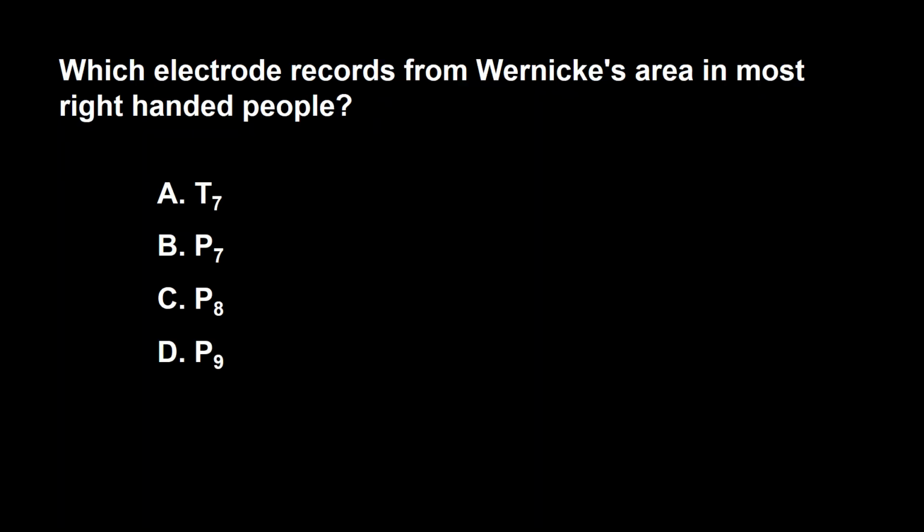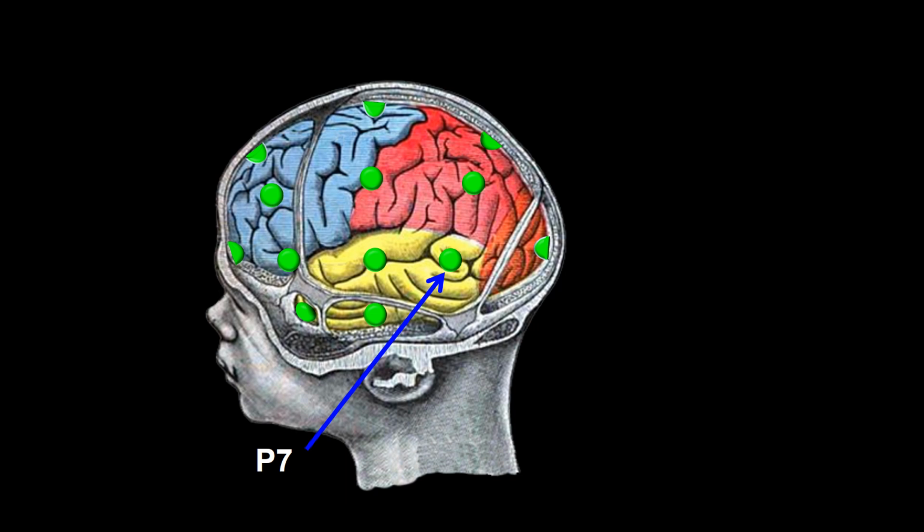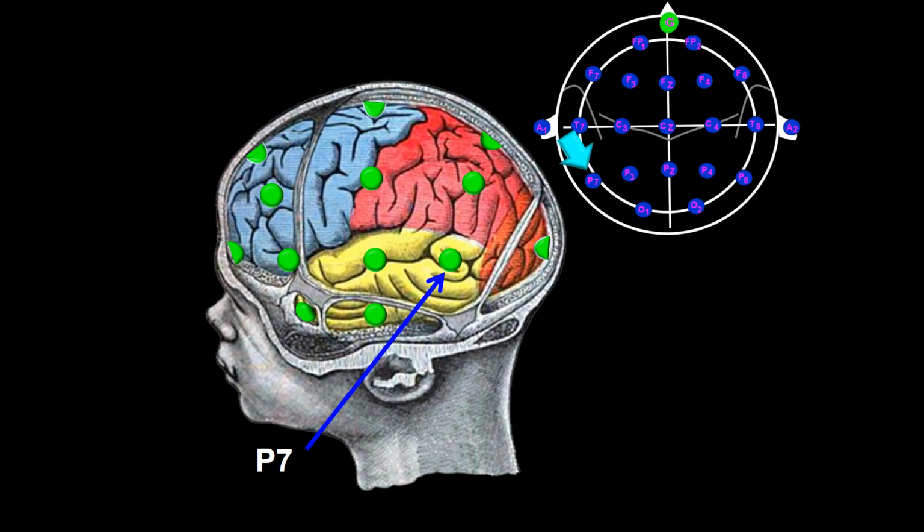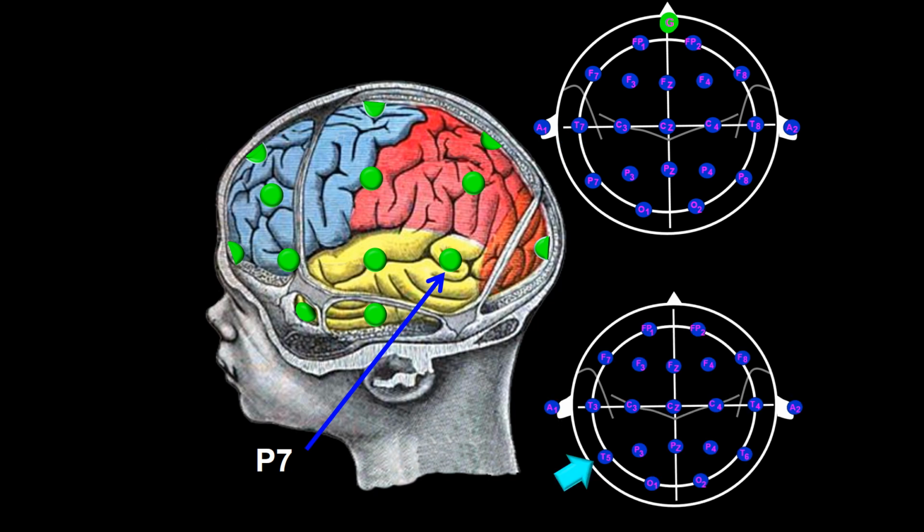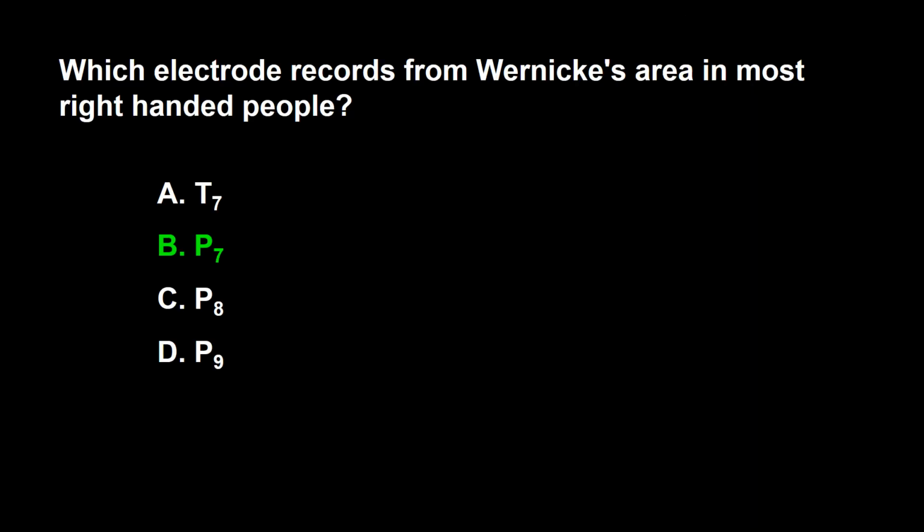Next question. Which electrode records from Wernicke's area in most right-handed people? A. T7, B. P7, C. P8, D. P9. The electrode that best records the posterior region of the superior temporal lobe, where the area of Wernicke is in most patients, is best captured by P7. Remember that in the pre-modified 10-20 system, P7 was called T5. So the answer to this question is B, P7.